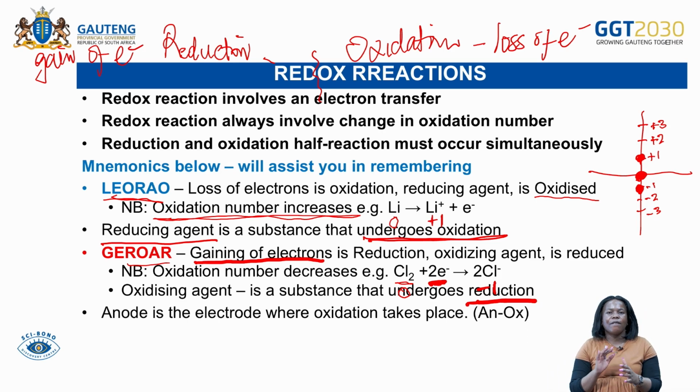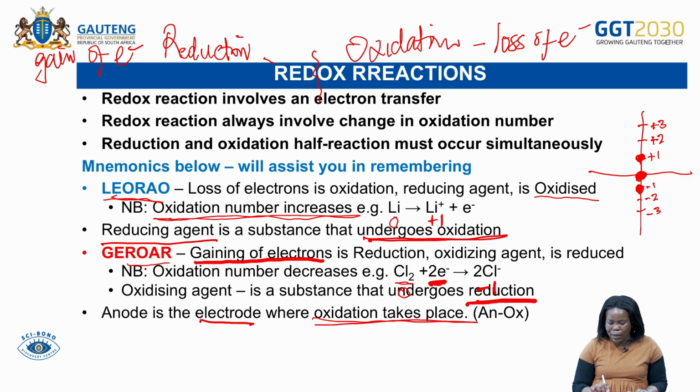So then we have 2 electrodes that are very important. These electrodes are where these 2 reactions take place. Yes, we've covered that they happen simultaneously, but where do they take place? In which electrode? Which one is an anode? Which one is a cathode? And how can we tell? An anode, all the time, is an electrode where oxidation takes place. That's why we even have an abbreviation of what? An ox. We do have an animal called an ox. So it's the electrode where oxidation takes place.